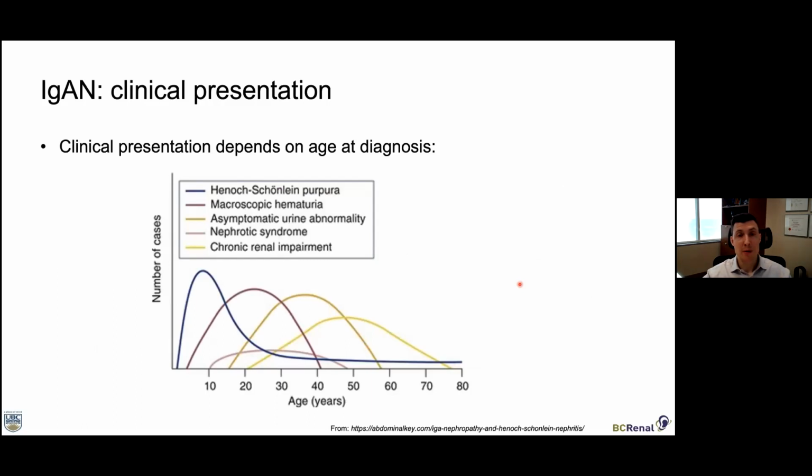Now, it turns out the clinical presentation of IgA nephropathy depends very much on the age at which it's diagnosed. So children are more likely to present with the systemic vasculitis version of IgA nephropathy, which we won't talk about today, or to present with these periods of overt blood in the urine. Adults who are diagnosed with IgA nephropathy, though, tend to present with more asymptomatic urine findings or perhaps chronic progressive kidney decline in the context of proteinuria.